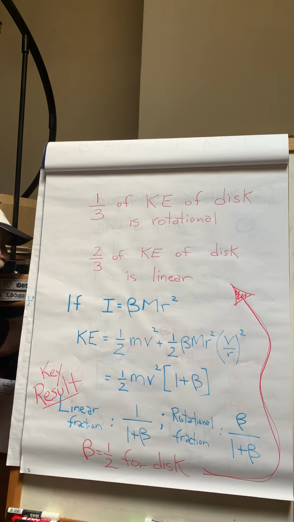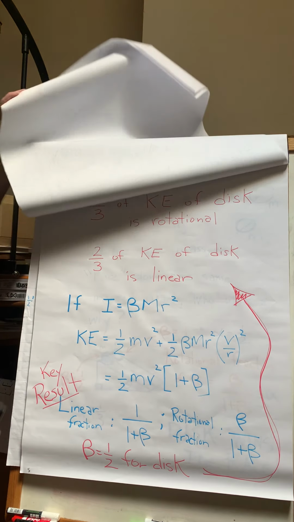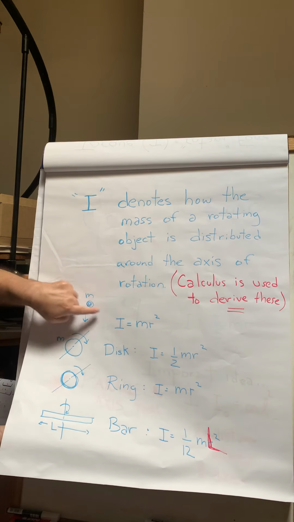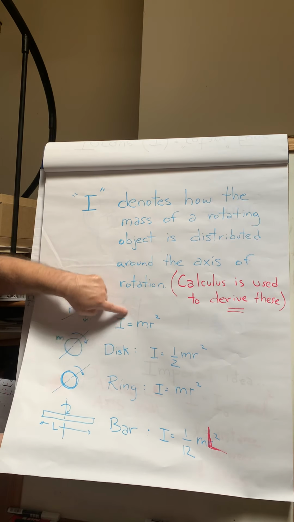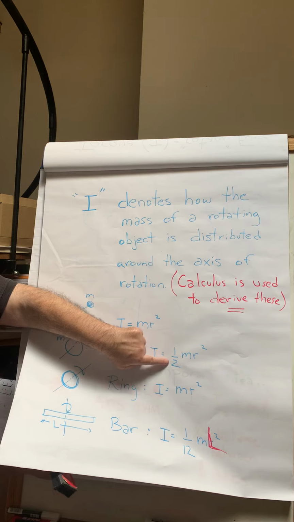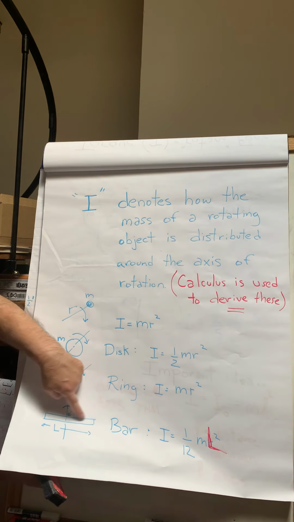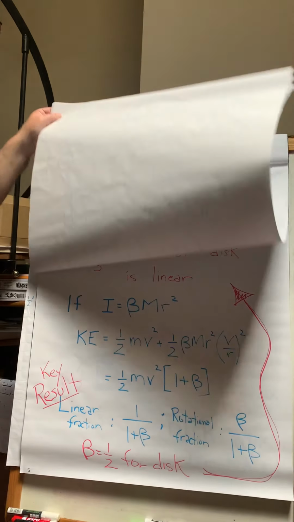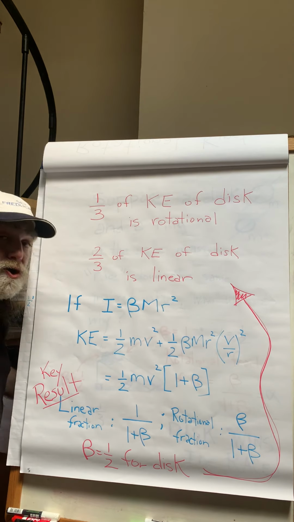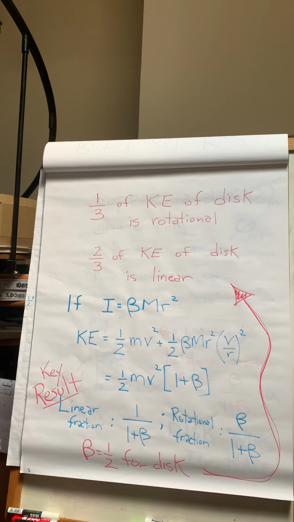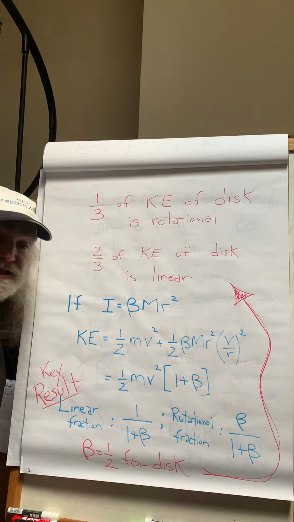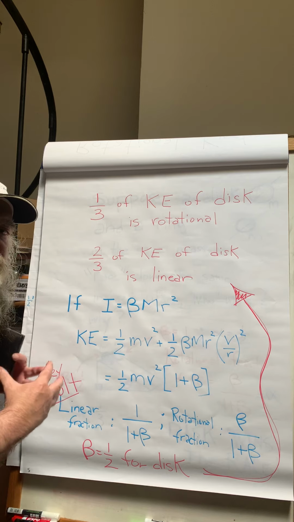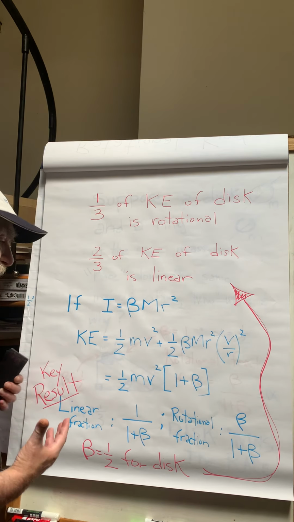Remember when we were going over the different objects, we said that for a mass on a string, it's 1 mr squared. For a disk, it's 1/2 mr squared. For a bar of length L, it's 1/12 ml squared. For a sphere, it was 2/3 mr squared if it was hollow, and if it was solid, it was 2/5 mr squared. The further away the mass is from the center of rotation, the bigger I is.